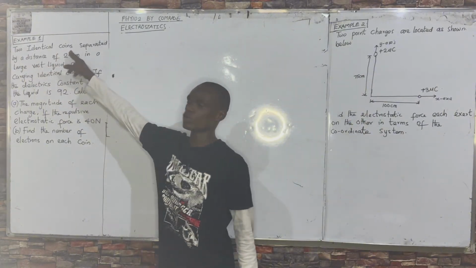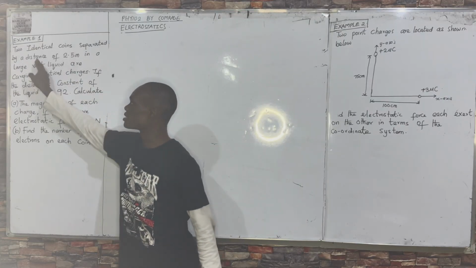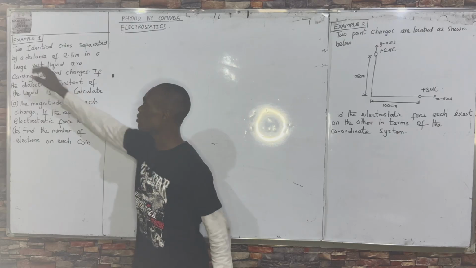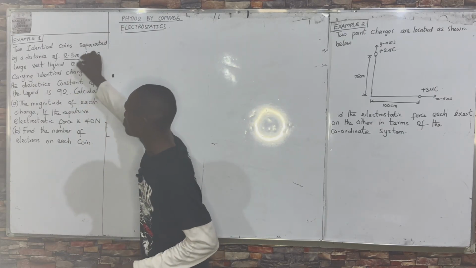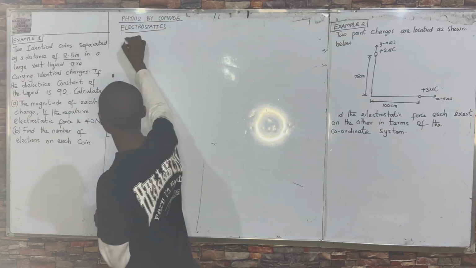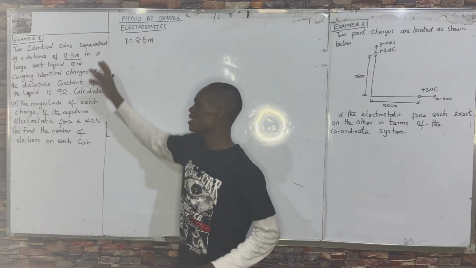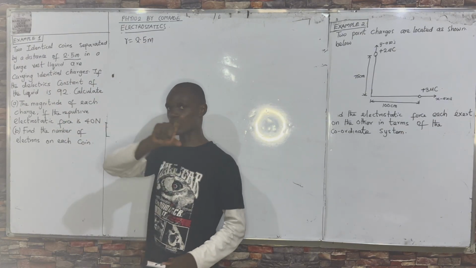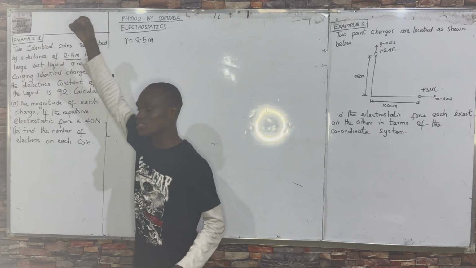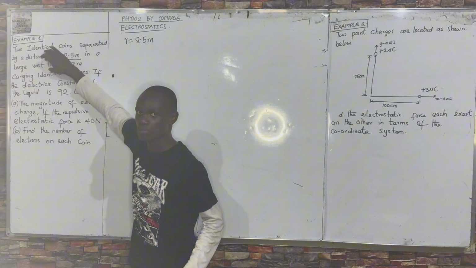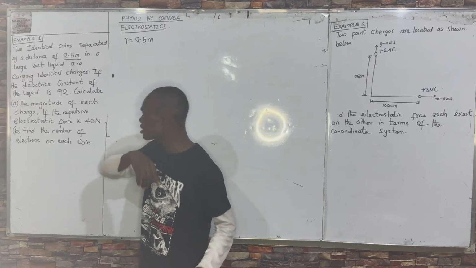Now let's take our examples. Two identical coins are separated by a distance of 2.5 meters. So you have two coins, they are identical and they are separated by the distance. Let's start listing our parameters. R is 2.5 meters, that's the distance. In a large vast liquid. Now notice the charges are not interacting in free space. They are interacting in a medium, a liquid. Don't forget.